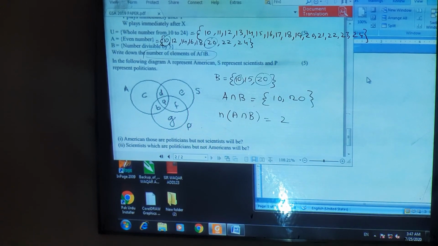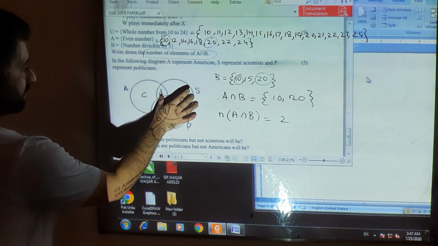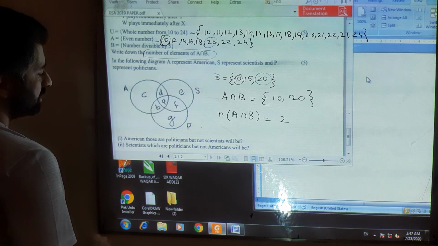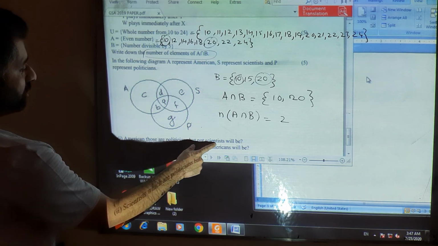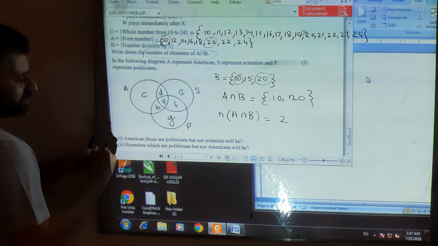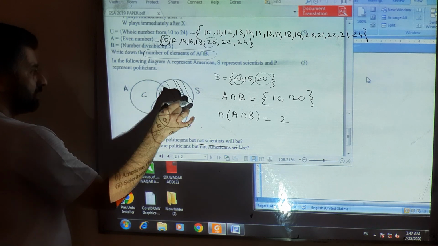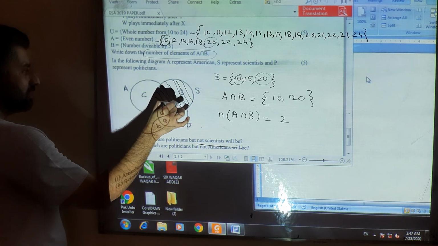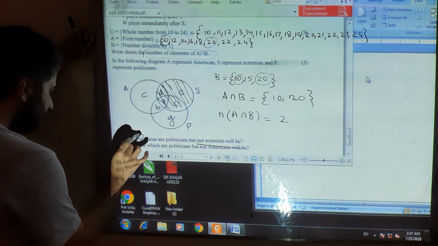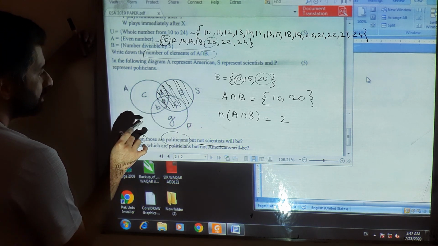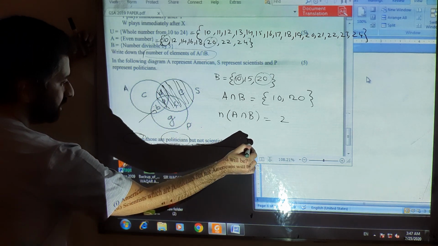The next part is a Venn diagram. We have been given a set for Americans, a set for scientists, a set for politicians. So part 1 is Americans who are politicians, but not scientists. Not scientist means you are not going to include this circle. The scientist circle is excluded. They are Americans and they are politicians. This one, Americans as well as politicians, so the answer is B.